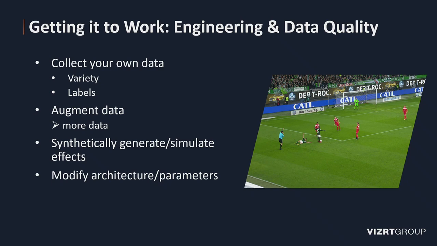And in some cases, it's not even possible to capture the data the way that you want it. So you really need to also sometimes synthetically generate or simulate some effects that you apply as a modification on your whole data set before training. And finally, to make the model fit performance-wise, quality-wise, and so on, usually we have to modify the base architecture that we get and also adjust the parameters, play around with the parameters to make it work.